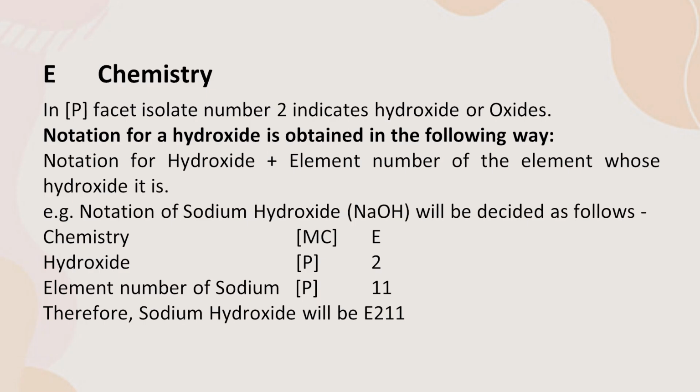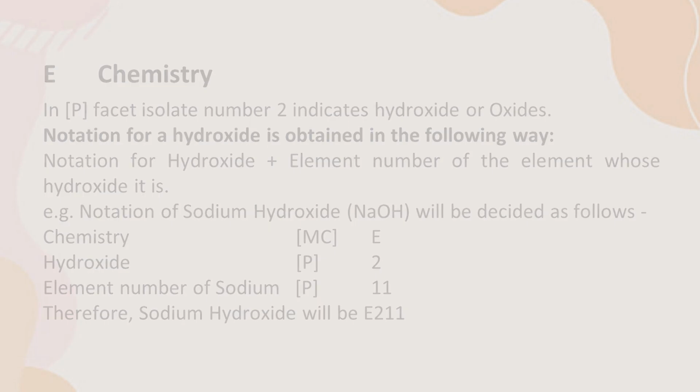Here the main class is chemistry, E, and then hydroxide in the personality facet is denoted by the digit 2, and then we get the element number of sodium from the personality facet again, that is 11. Therefore, the notation for sodium hydroxide will be capital E 211.